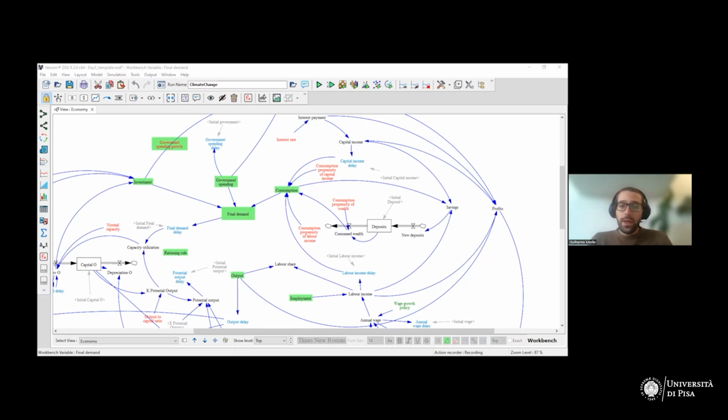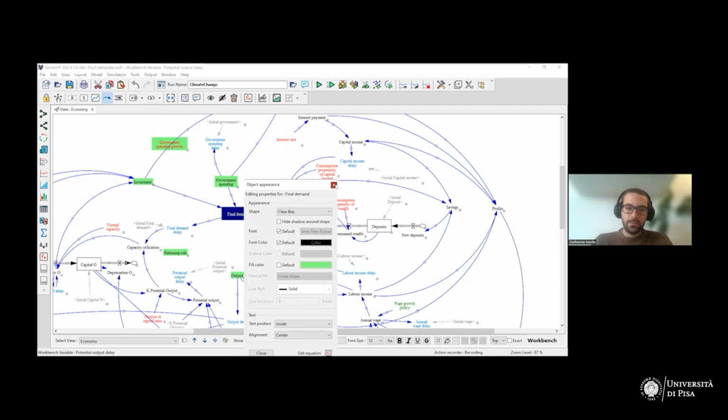So now the second part is to use the function min. There's a function min that selects the minimum value between two variables, and with this function we can make output dependent on the minimum value between final demand and potential output. So what's the idea? We have potential output here, right? We have output, we have final demand.